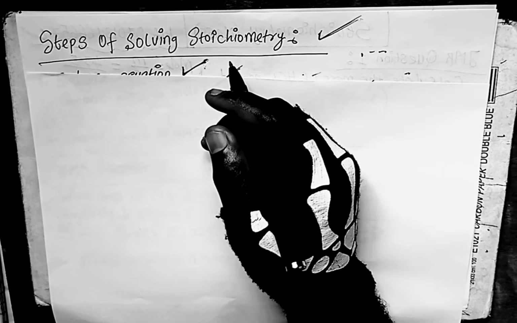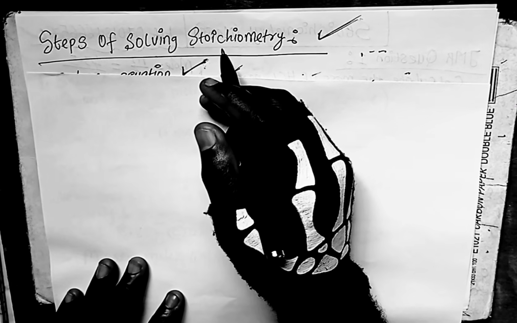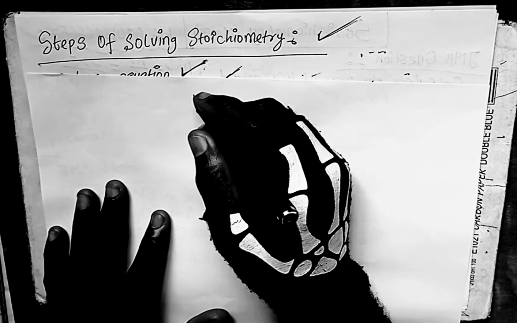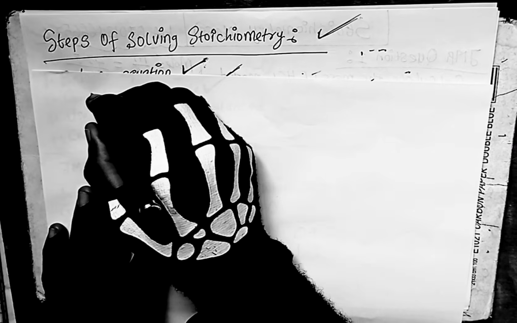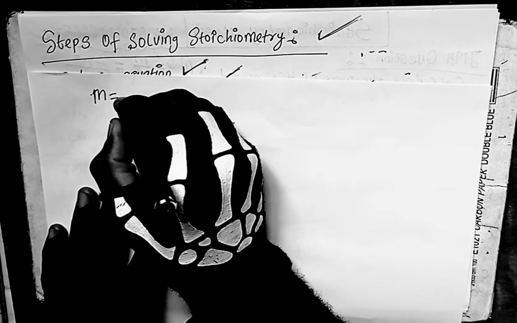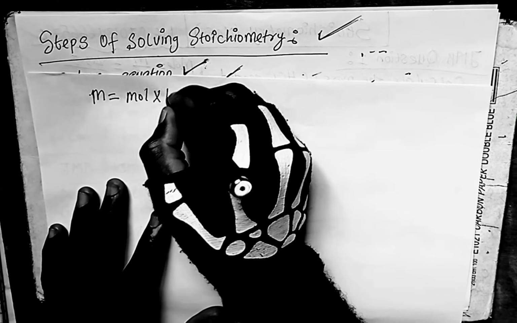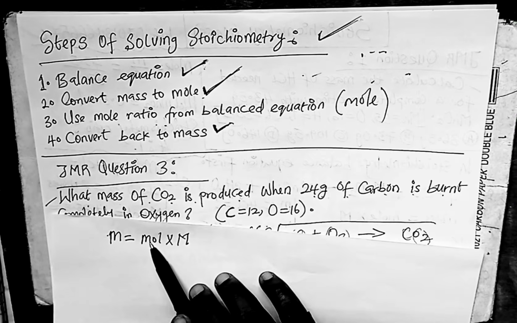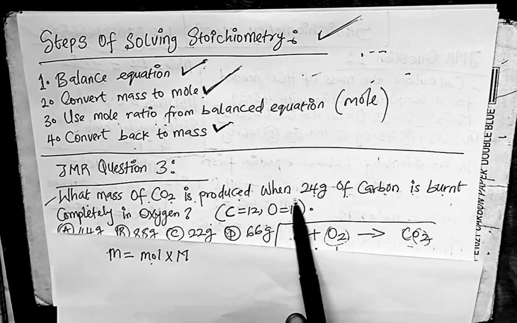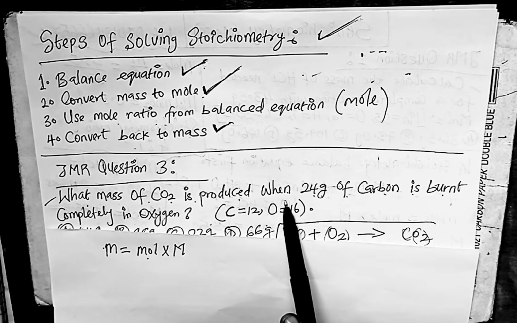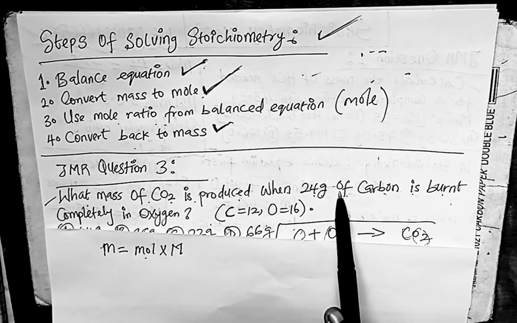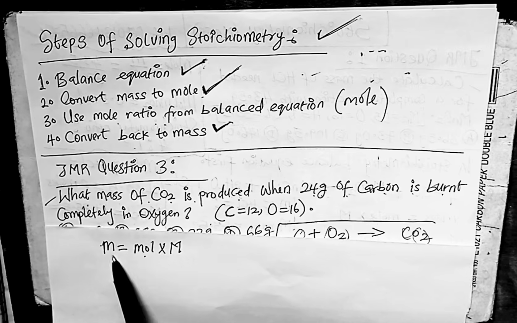So since we are looking for the mass of CO2 that is given off, look at the formula of mass, which is mass is equal to mole times molar mass. In the question, did they give us mole? No, they did not give us mole. But did they give us mass? Yes, 24 grams. So we will have to go and find the mole so that we can apply this formula.